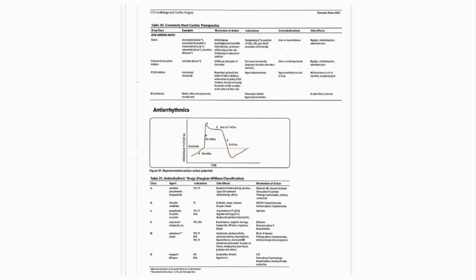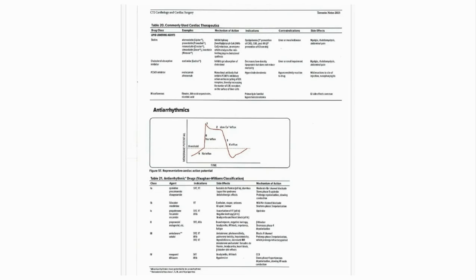Phase 2, plateau phase. Phase 2 is the characteristic plateau of cardiac muscle. It results from a balance between a slow calcium influx through L-type calcium channels and potassium efflux. This prolonged plateau allows sustained myocardial contraction. Calcium channel blockers mainly affect calcium entry during this phase, especially in nodal tissue.